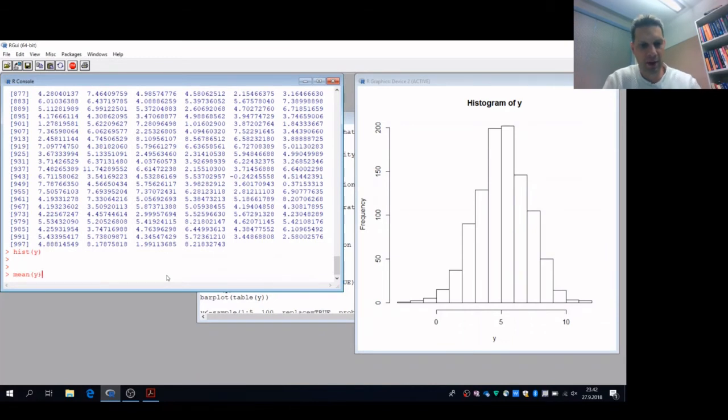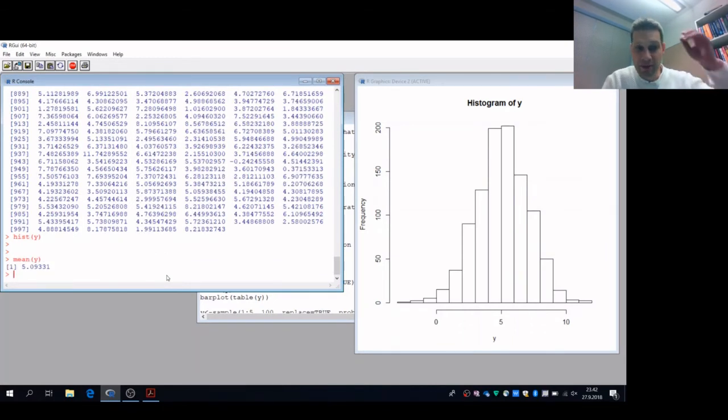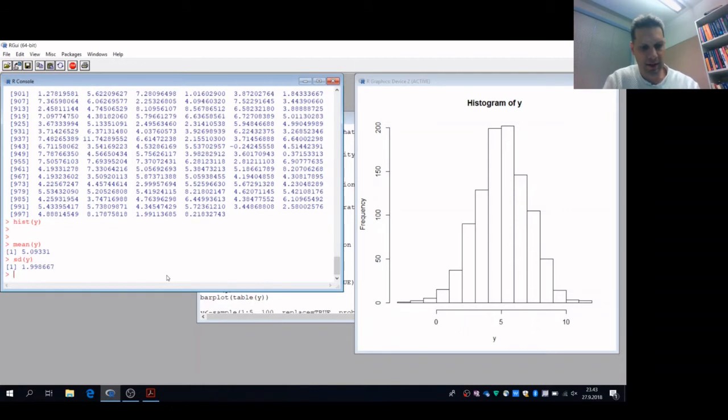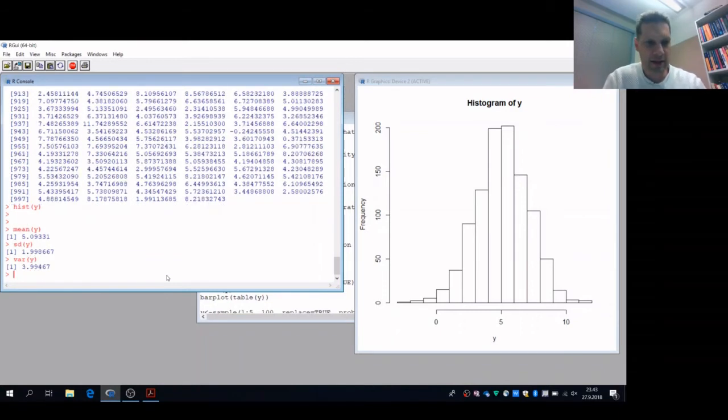And if we calculate the sample mean, we get this value, which is very close to the mean of the underlying distribution from which these values have been drawn. So the sample mean is very close to the population mean, and the standard deviation is also what was set when we defined the normal distribution from which all the realizations were generated. And if we calculate the variance, it should be very close to 4.